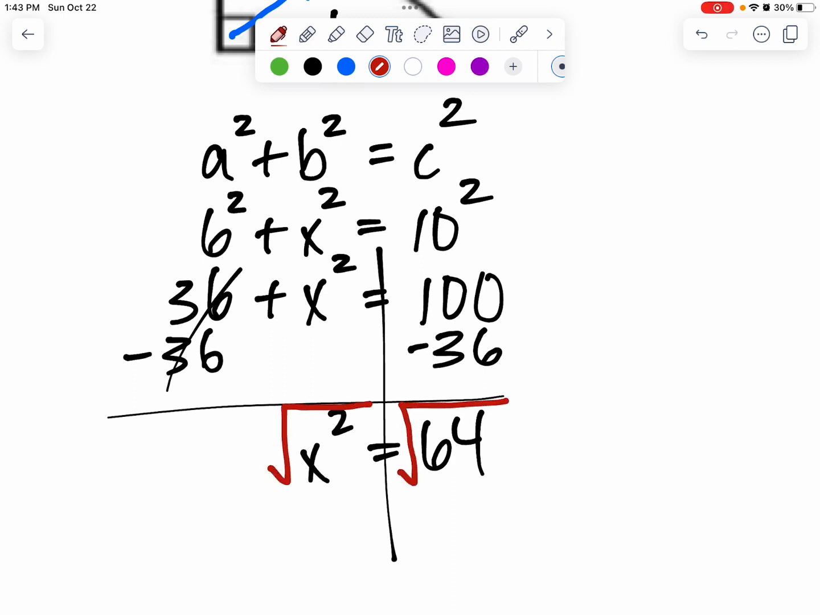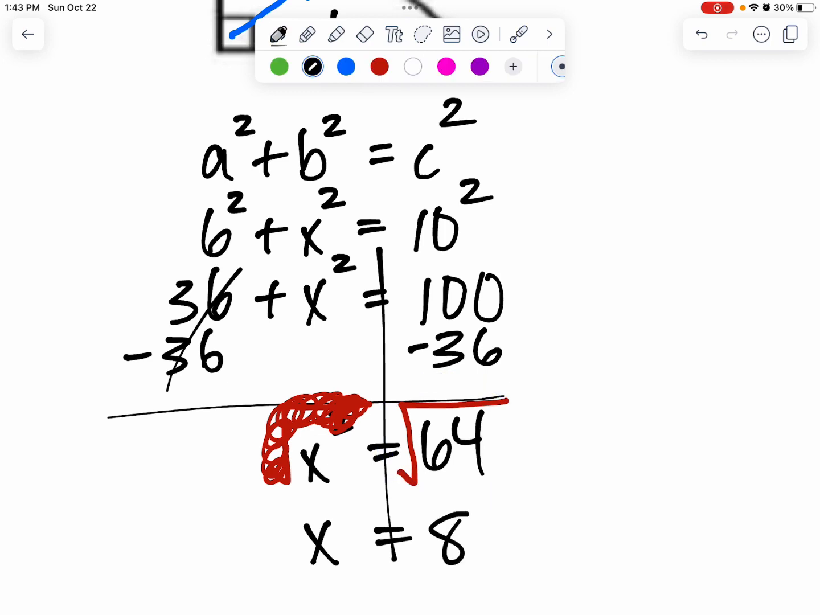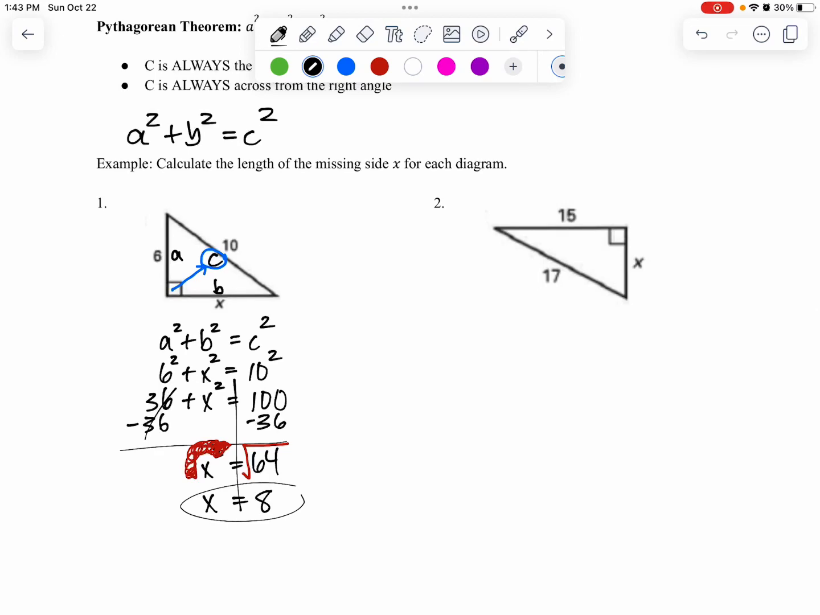When you square root a square, that is what cancels the square over here. And I just have x, which is excellent. You can check in your calculator if you need to, but the square root of 64 is 8. The reason for that is because 8 times 8 is 64. Okay, let me try another one.